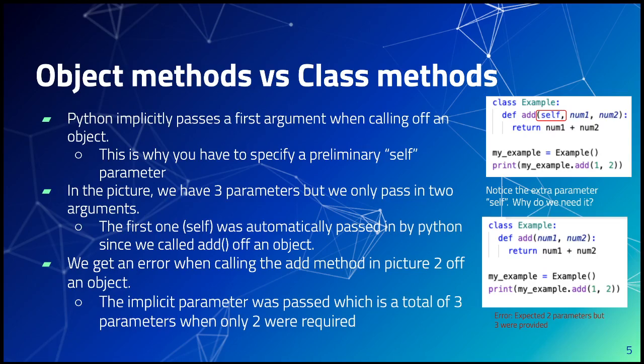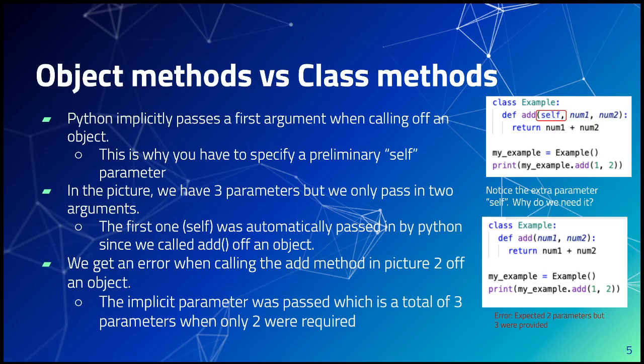But here we call myExample equals example, so that's how we create an object. Therefore, the variable myExample is an object or an instance of the example class. And then we call myExample.add(1, 2). You may look at this and think, okay, I have two arguments in the .add call. I pass in 1 and 2. However, the method itself defines 3. It defines self, num1, and num2. So what about self? What's included with that?